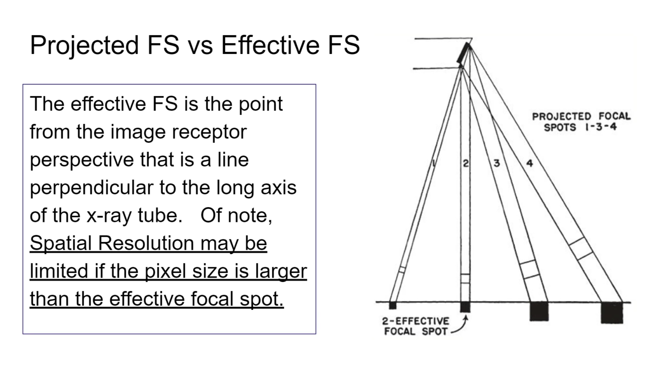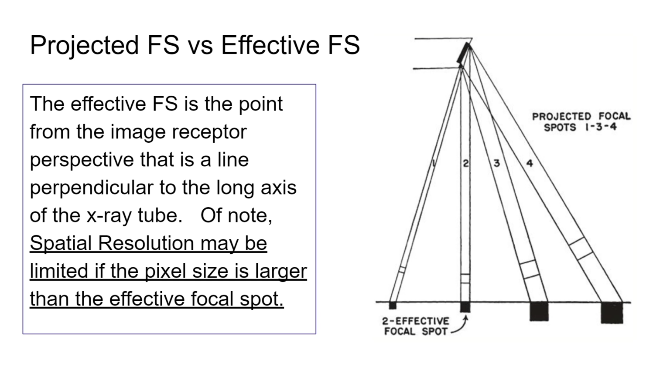So of note, spatial resolution, and I'll explain this in a second, may be limited if the pixel size is larger than the effective focal spot. Okay, so let's take it from the pixel. The smaller the pixel, the better the spatial resolution, right? But if the pixel size is, let's say, 0.5 millimeter, then you can only resolve objects that are 0.5 millimeter or larger than the pixel size itself.